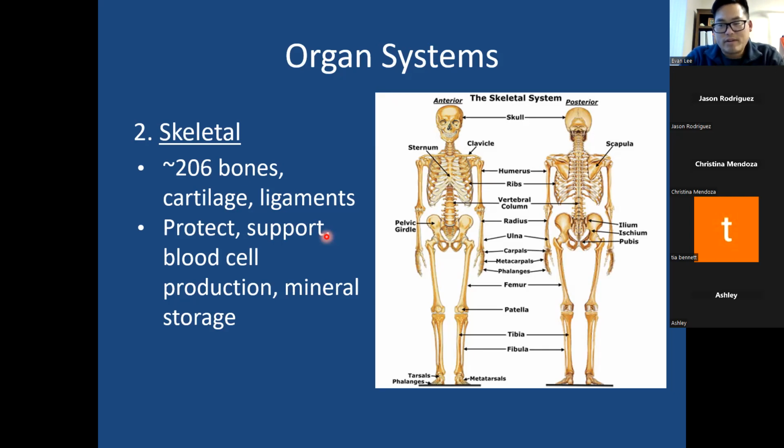Have you ever heard of bone marrow before? Sometimes it's kind of fatty, but bone marrow, red bone marrow specifically, is where all of your blood cells come from. Red blood cells, white blood cells, platelets. That's going to be helping you to make all of your blood cells.